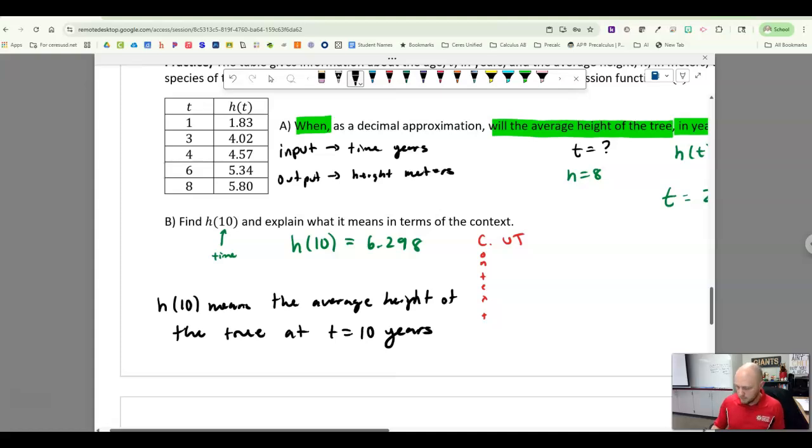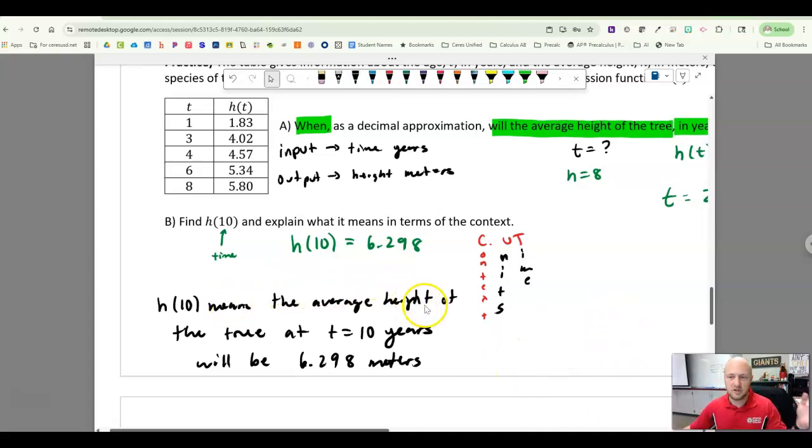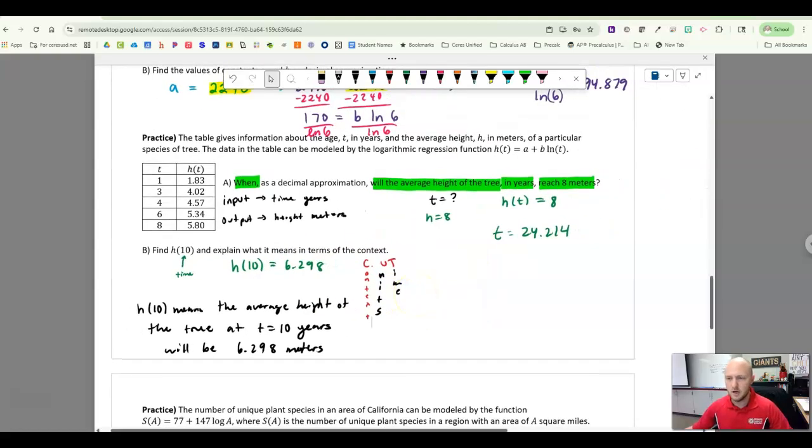Okay, and there's your time. The t value is time. So when? And then what? It will be 6.298, and here it's going to be meters. And then the U stands for units. So context, units, time. My context: we're talking about the average height of a tree. The units: at 10 years is the time, and this value is in meters. Okay, so there you go.